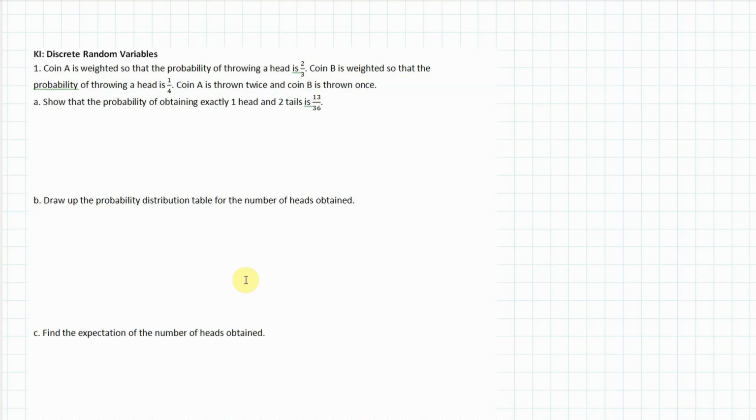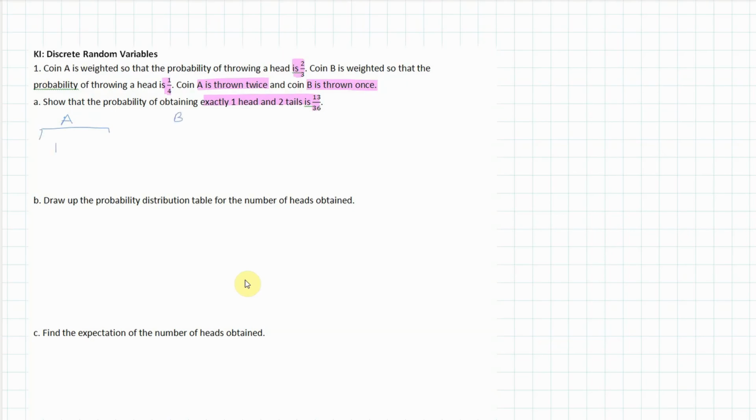And so for this one, coin A is weighted so that the probability of throwing a head is 2/3. B is weighted so the probability of throwing a head is 1/4. And we throw coin A twice, and coin B is thrown once, and we've got to show the probability of obtaining exactly 1 head and 2 tails is this. Okay, so how can we do that? Well, we've got coin A, and we're doing a double throw here, and then we've got coin B.